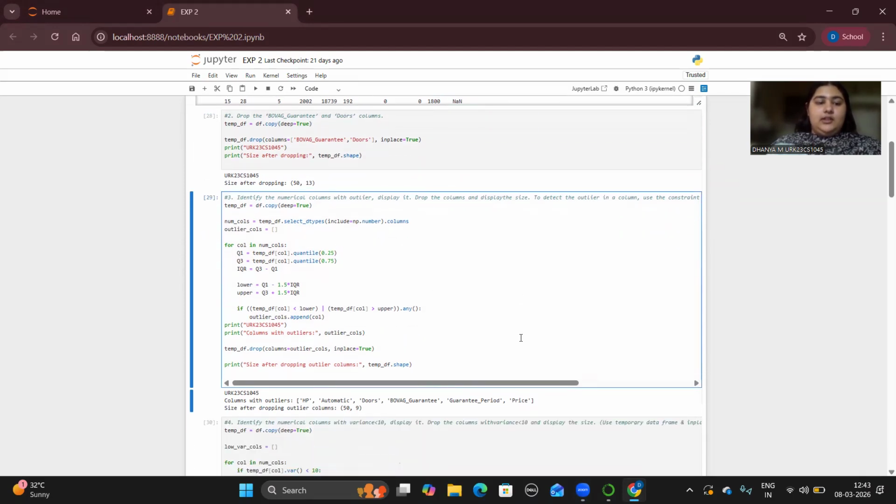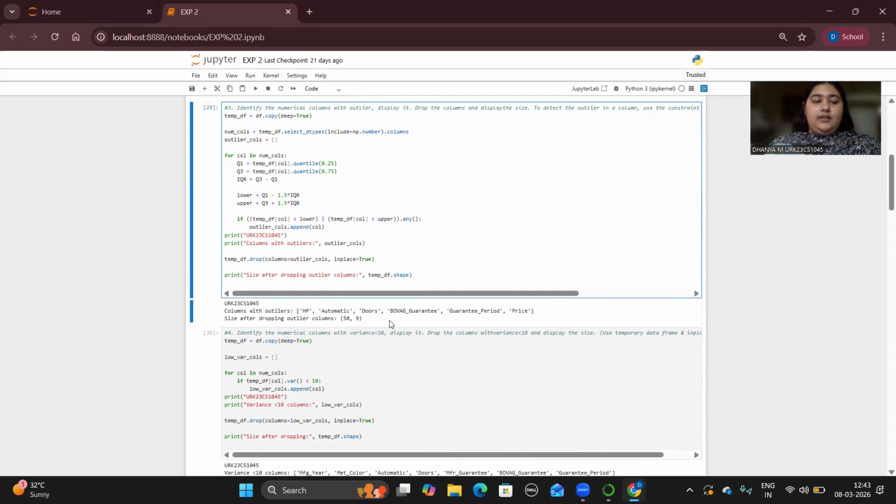And for the third question, I have identified the outliers. Outliers are extreme values that differ significantly from the rest of the data. To detect outliers, the IQR method is used. This step includes calculating the first quartile and third quartile. And I've used the formula IQR is equal to Q3 minus Q1. And if values fall outside this range, they are considered outliers. Columns containing the outliers are identified and removed to ensure better data quality. So columns with outliers are shown in the output.